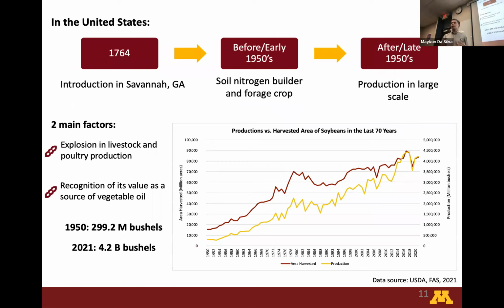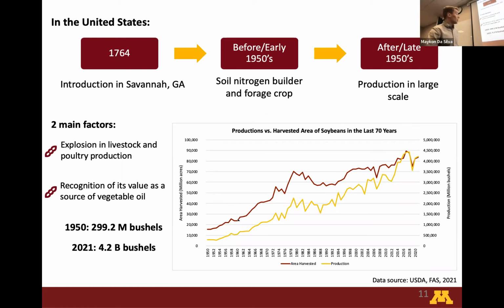Soybean was first cultivated in the United States as early as 1765, when cultivars were brought by sailors from China. Before the early 1950s, soybean was merely grown in the country as a soil nitrogen builder and as a forage crop. Then, two main factors triggered soybean production on an increasingly large scale in the country. These two factors were an explosion in livestock and poultry production due to low-cost soybean meal availability, and the recognition of its value as a source of vegetable oil.